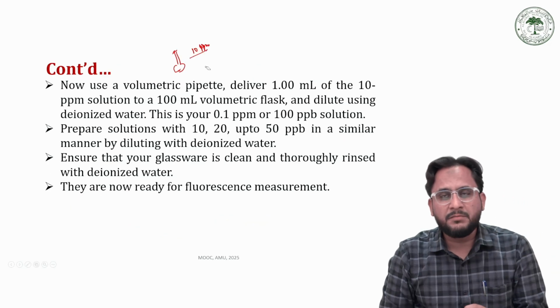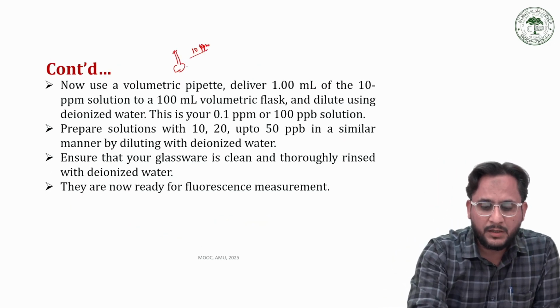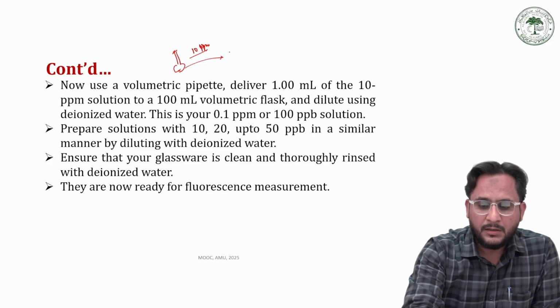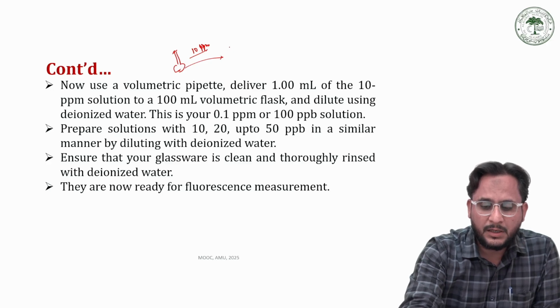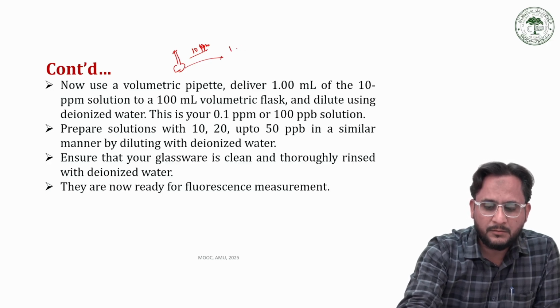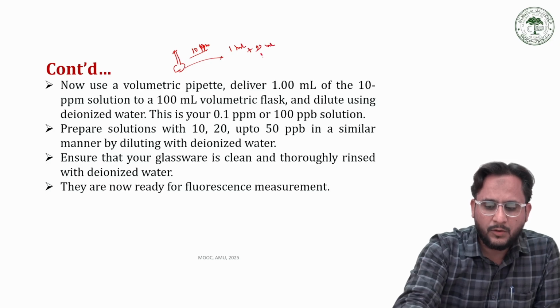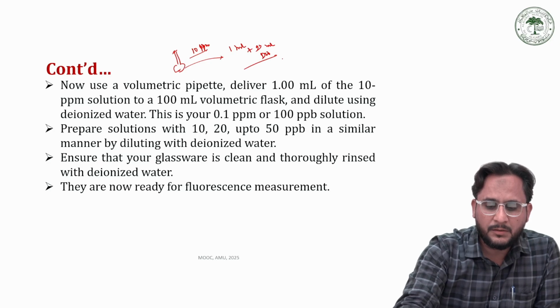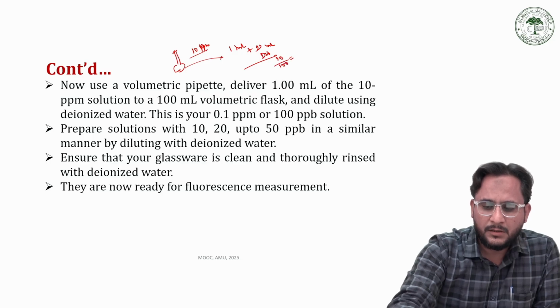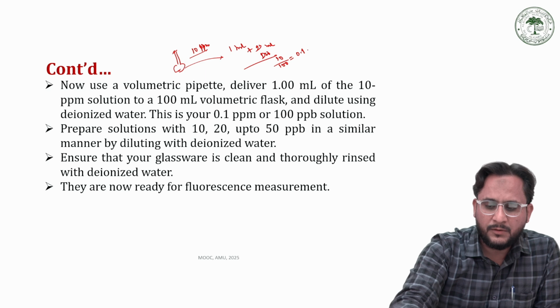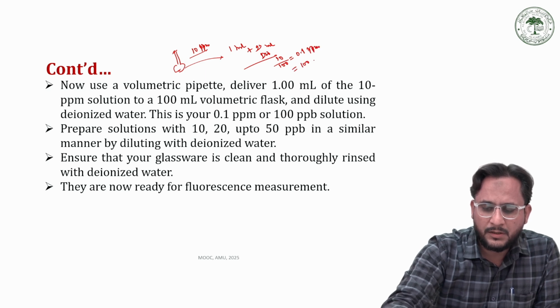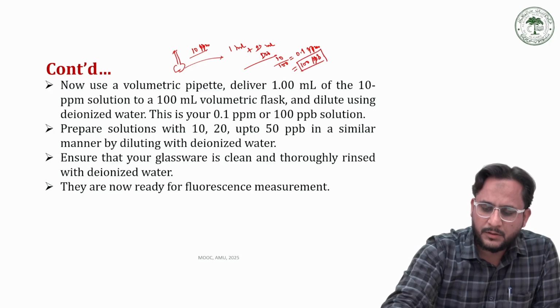The solution of 10 ppm that we have just prepared, we again dilute 100 times by taking 1 ml of this solution and adding 99 ml distilled water or deionized water. Then it becomes 100 times dilution. Its concentration will be 10 divided by 100, which is 0.1 ppm. This 0.1 ppm can also be written as 100 ppb. Now this is our main solution.